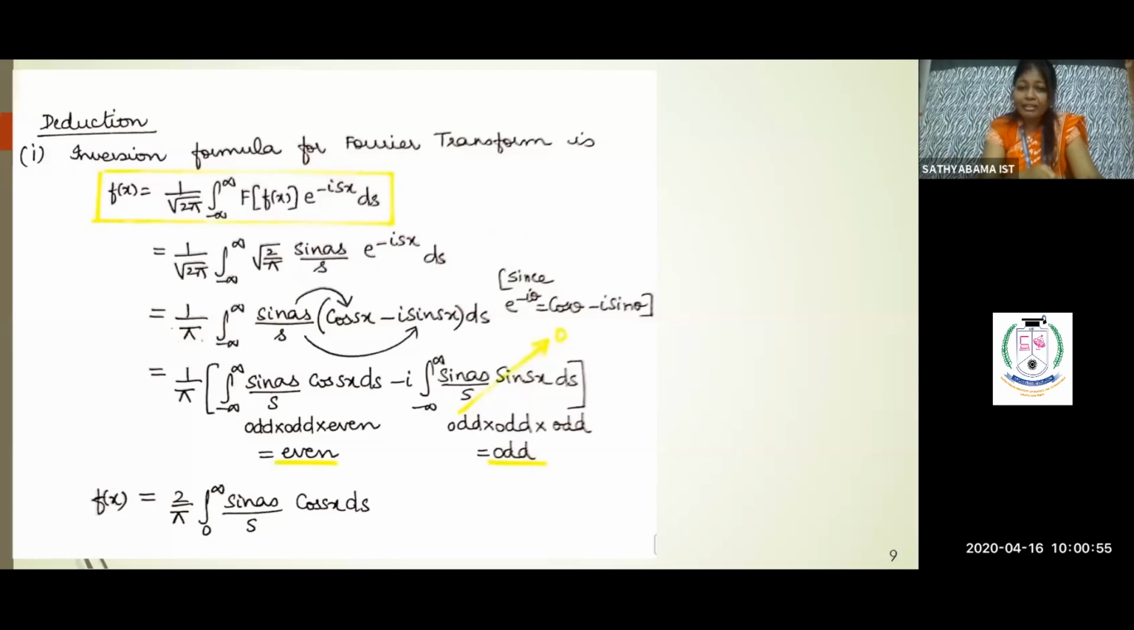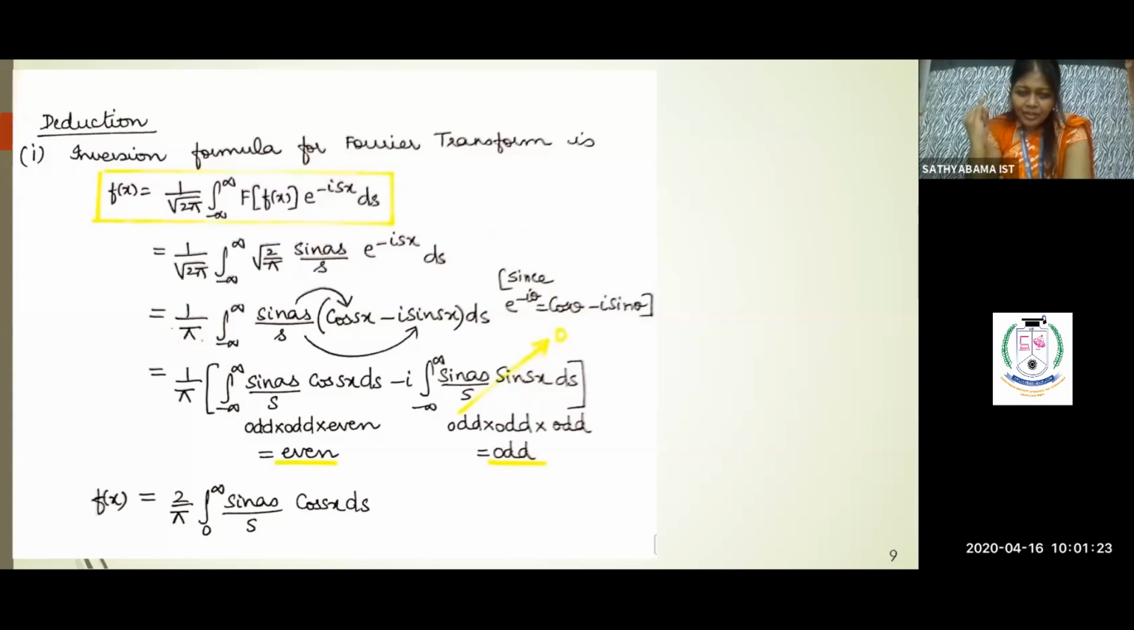So I can use the property of definite integrals here. I'm going to check whether the function is odd or even. Look at the first integral. Sin a s is odd. 1 by s is odd; 1 by s is very similar to x, and you know x is odd, right? So 1 by s is odd, sin a s is odd, and cos is an even function. So odd into odd is even, and even into even is even. So the first integral is an even function. Now look at the second integral.